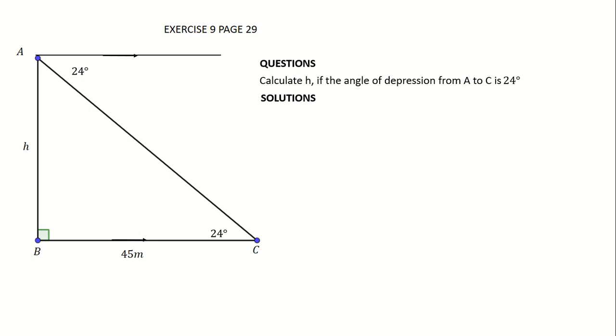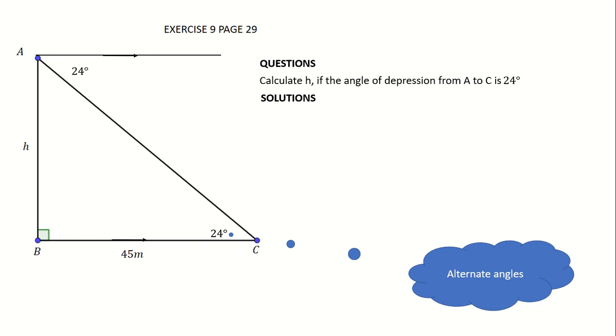So tan of 24 degrees will be equal to the height, H, divided by 45 meters. Multiply both sides by 45 meters. You'll have 45 multiplied by tan of 24 degrees. That will give you 20,04, and that will be the height that you were required to calculate.